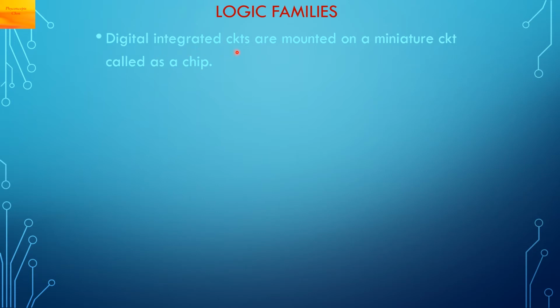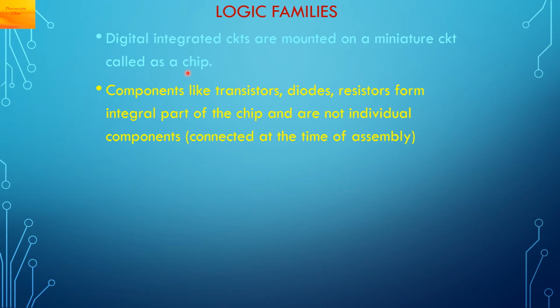Digital integrated circuits are mounted on a miniature circuit called a chip. You will find these kinds of chips in our mobile phones, laptops, PCs, etc. Components like transistors, diodes, resistors form an integral part of the chip, and they are not individual components connected at the time of assembly. They are already put on a chip.